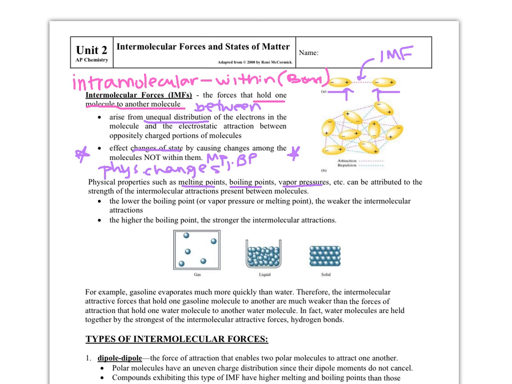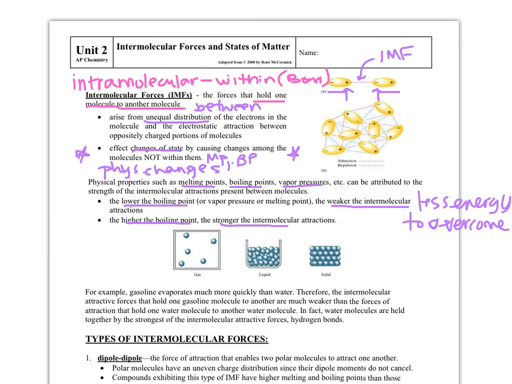So it should make sense. The lower the boiling point, meaning the easier it is to boil or melt, is going to be a weaker IMF. So that just means that it takes less energy, right? So less energy to overcome the IMF. That should make sense because they're weaker. And then the higher the boiling point, the stronger the IMF is going to be.